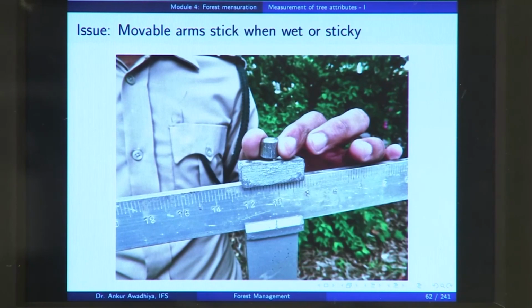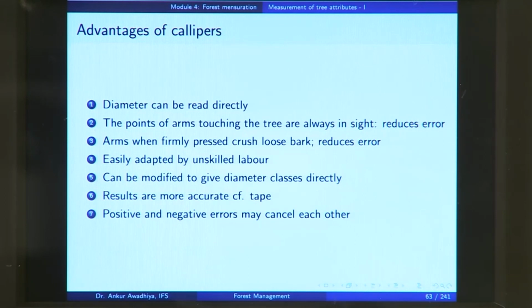Also, because the movable arm needs to move, it should move freely, but in a forest situation, because you have moisture, because you can have dirt when you are measuring different trees. So, if you have dirt, if you have water inside, then the movable arms might tend to stick, and in that case it becomes difficult to use this instrument. However, we still use this instrument because of certain advantages of this instrument.